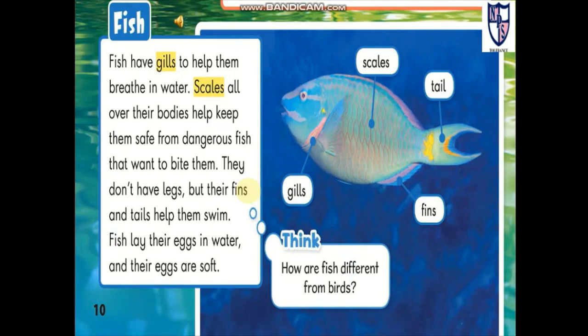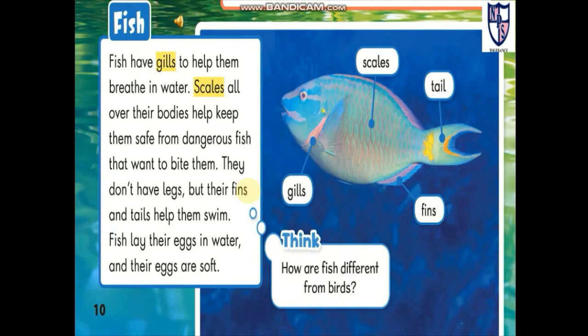Fish have fins, tails, gills, and scales. Scales are hard, so they keep fish safe from other fish. Gills also help fish to breathe underwater. And fins, as you can see in the picture, help fish to swim. Fish, like birds, lay eggs, but their eggs are soft. There are a lot of different fish.